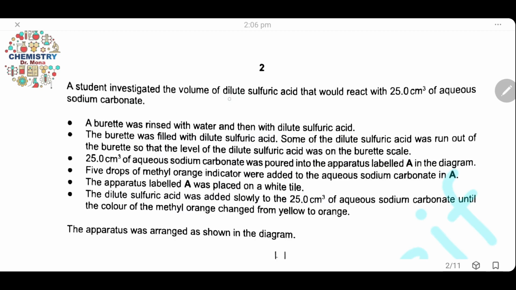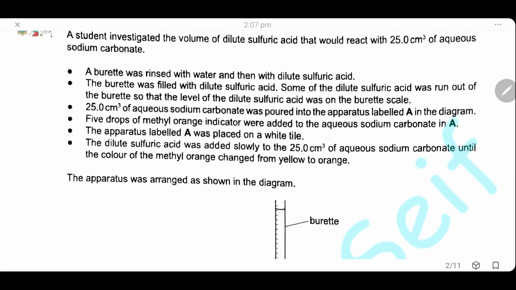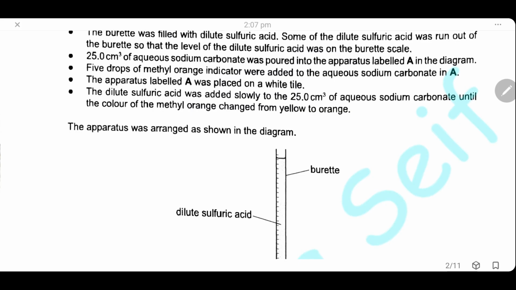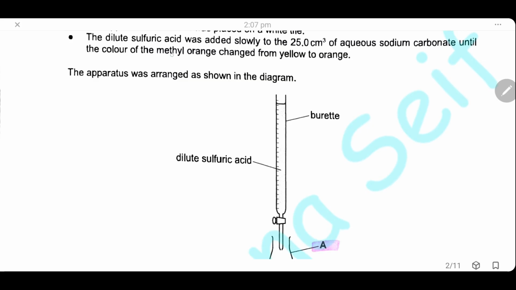A student investigates the volume of dilute sulfuric acid that would react with 25 cm³ of aqueous sodium carbonate. The burette was rinsed with water, then it was rinsed with dilute sulfuric acid. Then after that the burette was filled with dilute sulfuric acid. 25 cm³ of sodium carbonate was added into the apparatus labeled A. Then a few drops of methyl orange indicator were added, and we place the apparatus A on a white tile, and start adding dilute sulfuric acid slowly from the burette to the sodium carbonate solution until the color of the methyl orange indicator changed from yellow to orange.